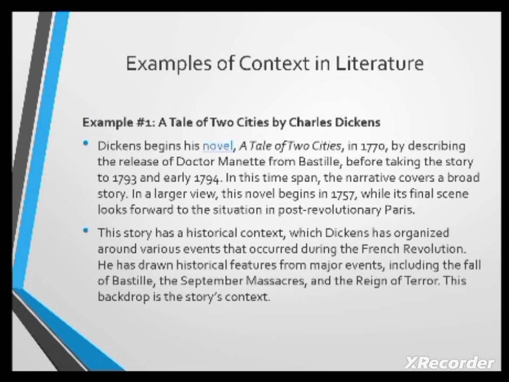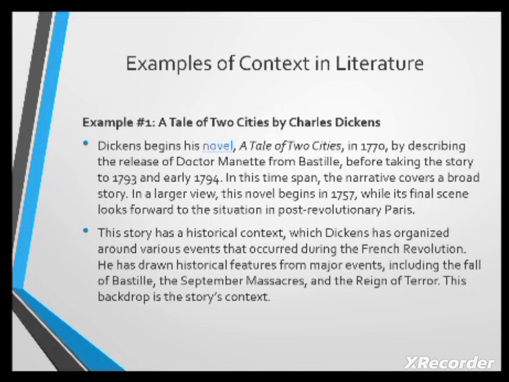Now, again some examples from literature. Example 1: A Tale of Two Cities by Charles Dickens. Dickens began his novel A Tale of Two Cities in 1770 by describing the release of Dr. Manette from Bastille before taking the story to 1793 and early 1794. In this time span, the narrative covers a broad story in a larger view. This novel begins in 1757, while its final scene looks forward to the situation in post-revolutionary Paris.